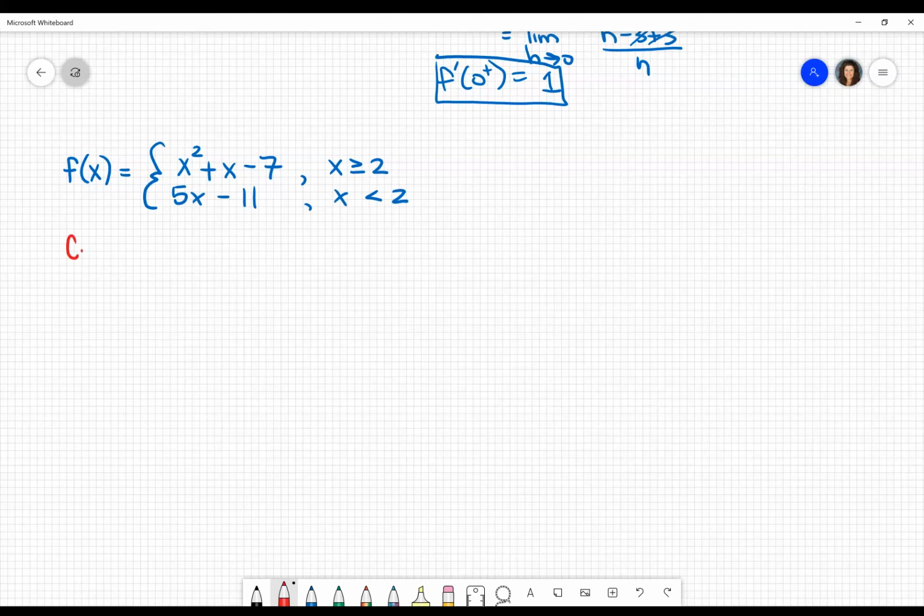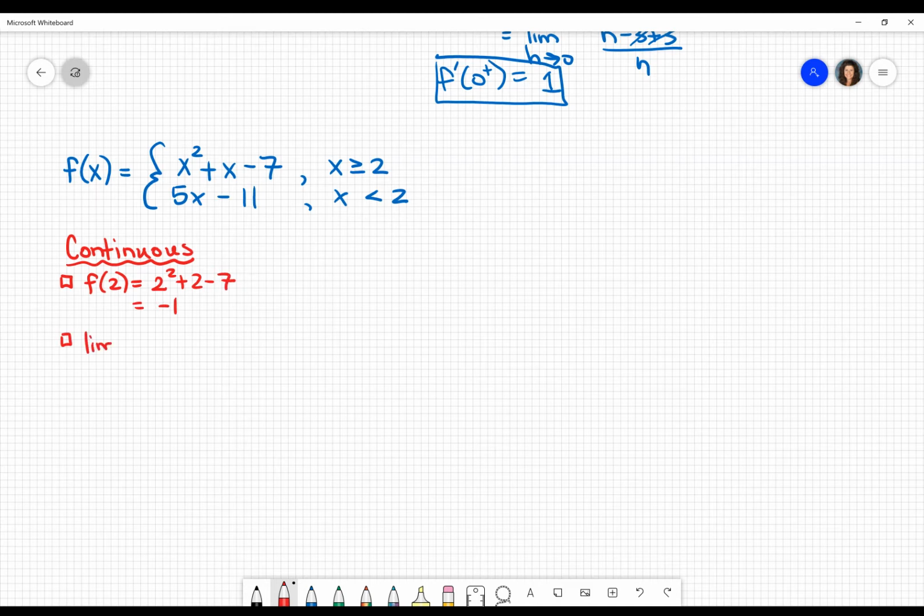Okay, so we have to determine whether or not this function is continuous and differentiable at x equals 2. I ramped it up a notch because the last one was a little bit too simple, folks. First of all, does the function exist at 2? So 2 squared plus 2 minus 7. 4 plus 2 is 6 minus 7 is negative 1.